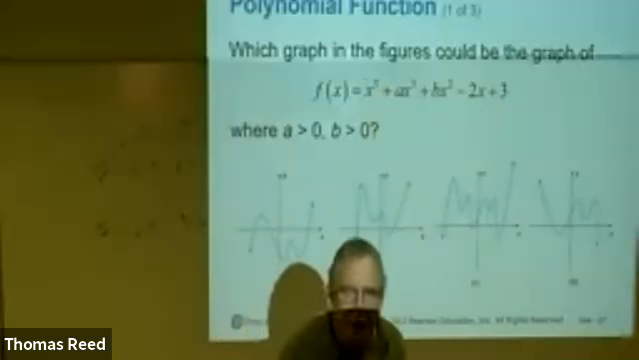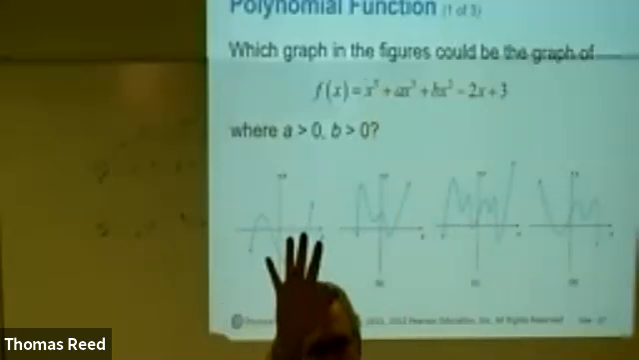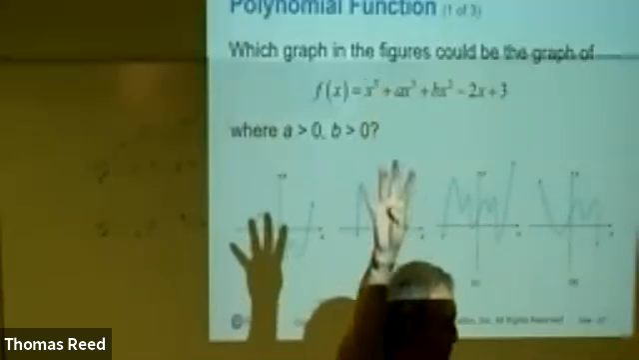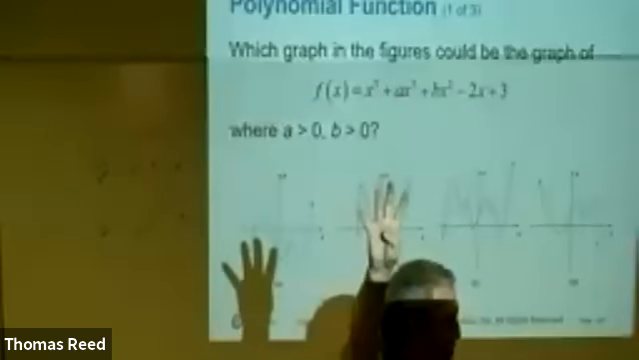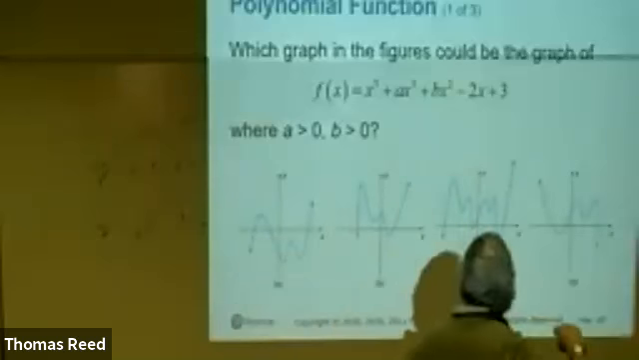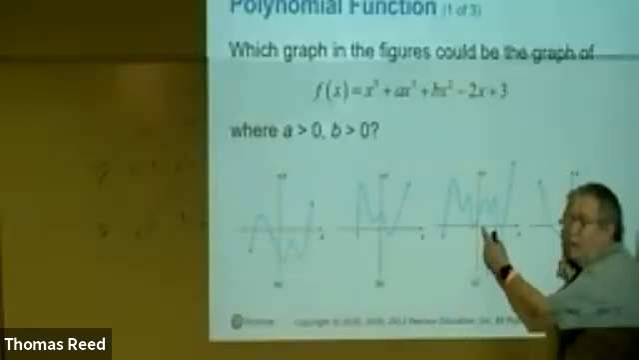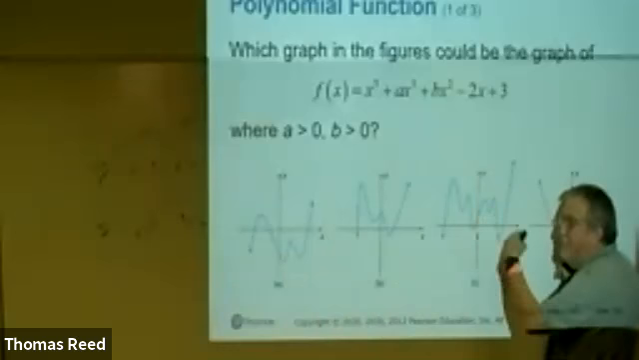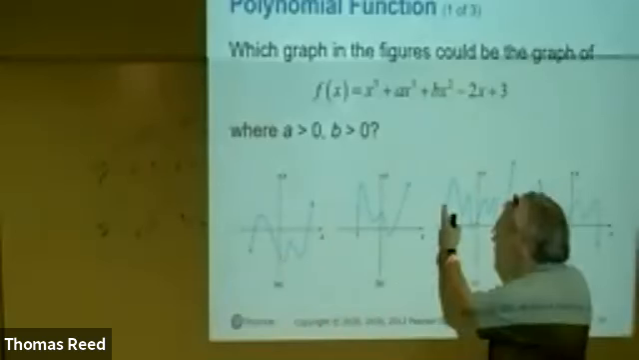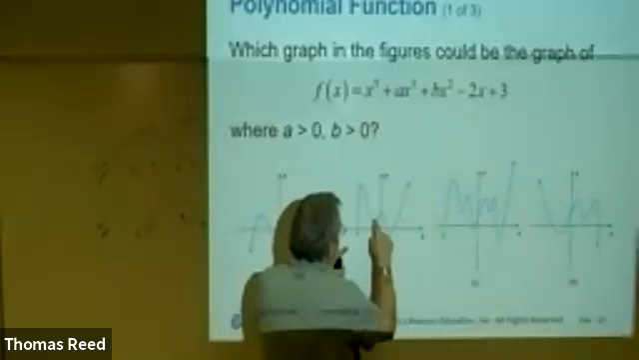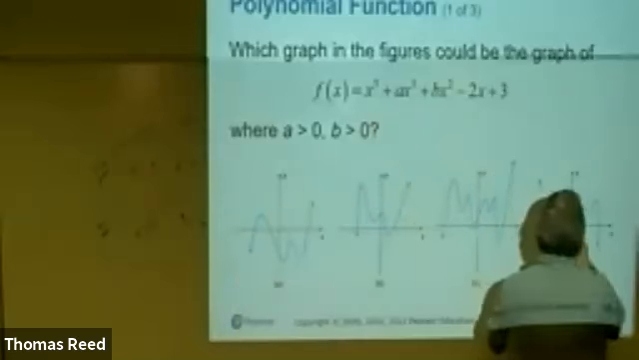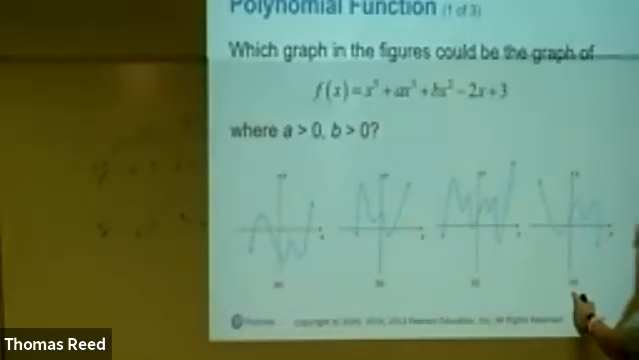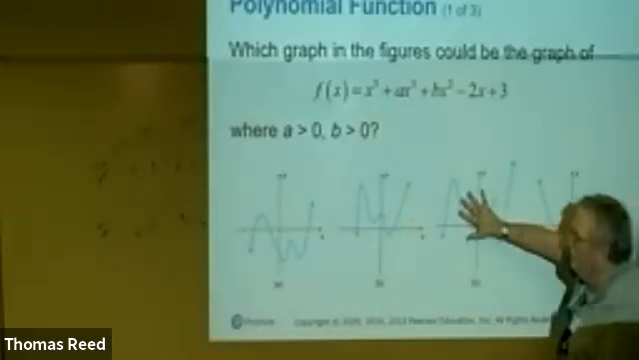The degree is 5. So what's the maximum number of turning points it could have? 4. The maximum number of turning points is 4. Is this 4 turning points? No. 1, 2, 3, 4, 5, 6, 7, 8. It's got 8 turning points. So no, there's no way this could be a degree 5. This has 1, 2, 3, 4 turning points. This one has 1, 2, 3, 4 turning points. So it's either going to be A or D. So boom, I eliminated another one.